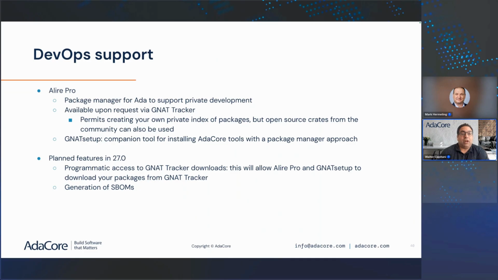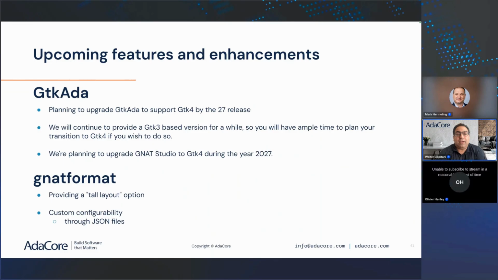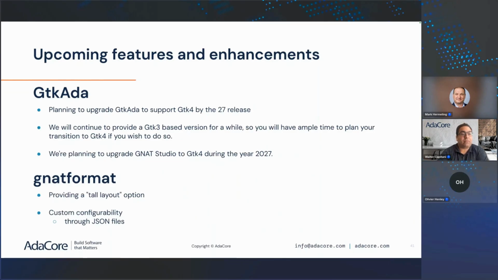So now I'd like to talk about some upcoming enhancements on the next slide. First of all, with GtkAda, we're planning to upgrade GtkAda to GTK4. This will improve our support for future platforms and display layers. I'm glad to see that reaction. The good news is, as we did during our previous GTK transitions, we will provide transition guides and help customers via support as they do this transition. We're also planning to upgrade GNAT Studio to GTK4 during 2027.